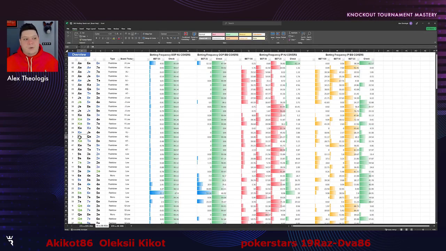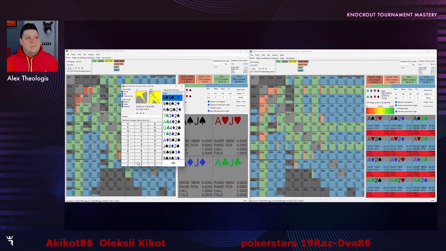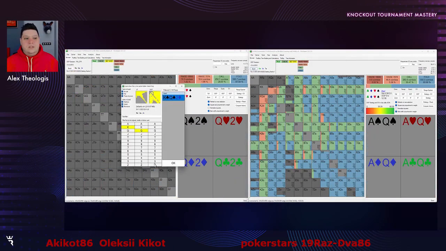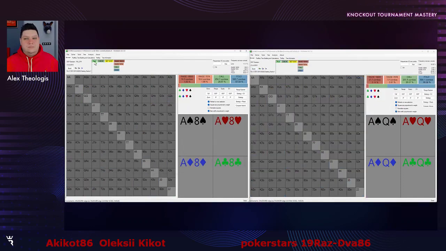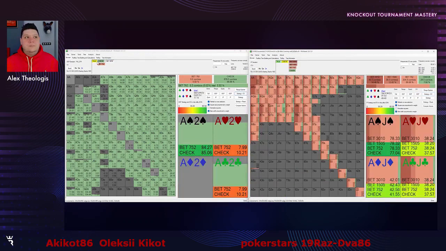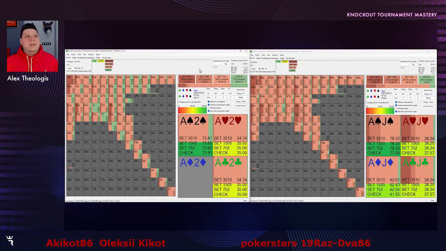And then let's also look at something like king queen deuce. Here we are. And we have king queen deuce and king queen deuce. Again, no real leading. And we can see that when covered, again, the hijack has to develop a checkback range, whereas it's pretty much a range bet when the hijack is covering.